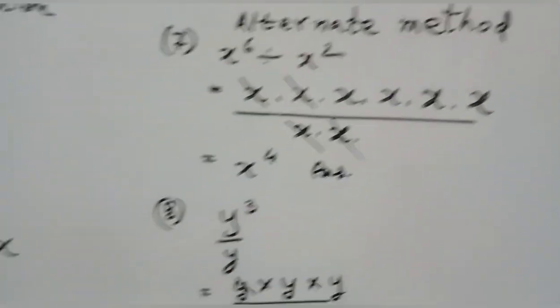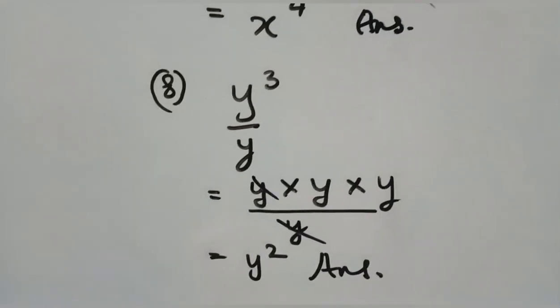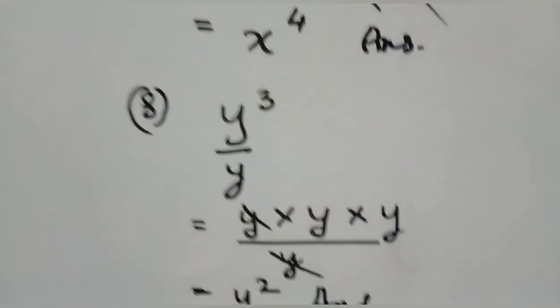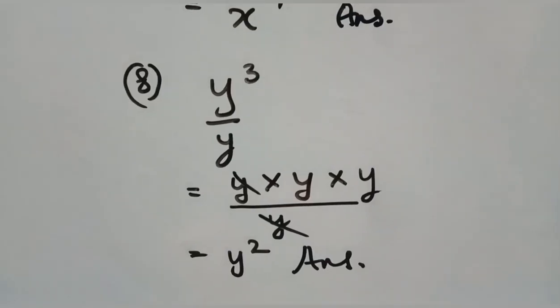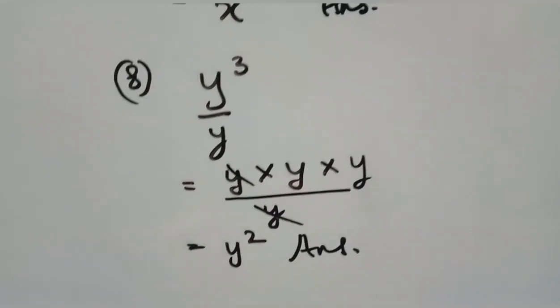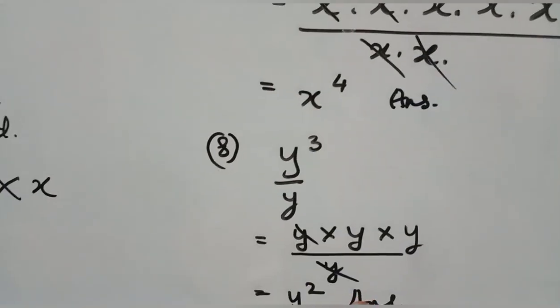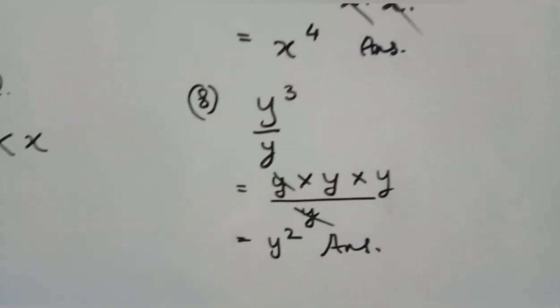This you have to remember. Again, a simple one, I have done it for you. Y to the power 3 divided by y. Just see, I have written y into y into y to the power 3, and in the lower portion I have written y. So just y cancels here, y to the power 2 remains.